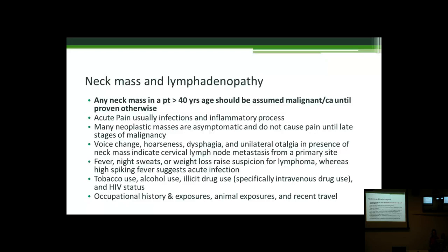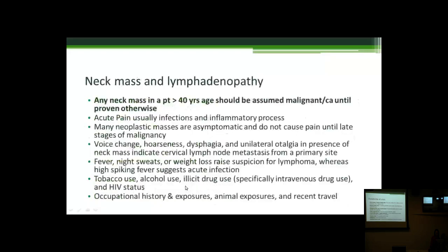The patient doesn't complain of any pain, so they don't bother telling you, but you're seeing them for a different reason. You find something as an incidental finding, you see a mass, you feel a mass, they're not complaining of anything. That's got to be a little red flag right there. Voice changes, hoarseness, trouble swallowing. Unilateral otalgia, or one-sided ear pain that's been persisting and gradually getting worse over time, always consider that to be a malignancy of some form until proven otherwise. Fever, night sweats, weight loss, again, be on the lookout for any concern for lymphoma or other issues. Tobacco use, alcohol use, and other forms of illicit drugs can also increase the risk of lymphadenopathy and potential carcinoma.